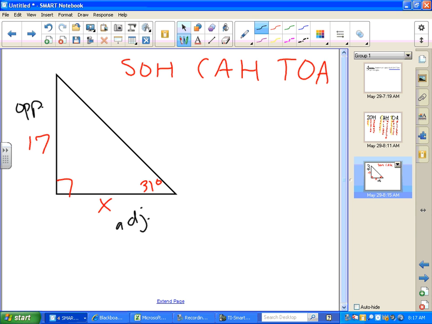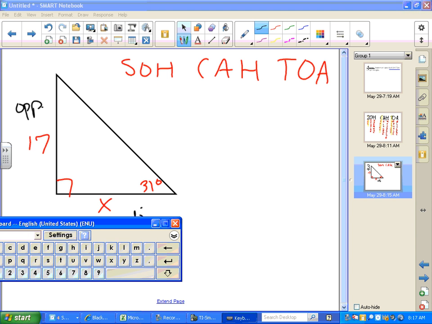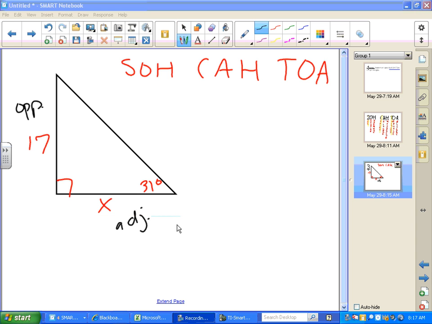So based on 31 degrees, if we're given the adjacent and the opposite, do you think we use sine, cosine, or tangent? Good. We're going to use tangent because TOA means you're given the opposite and the adjacent. It's kind of cool. So forget about Pythagorean's theorem. Forget about everything else. You can use a trig function.